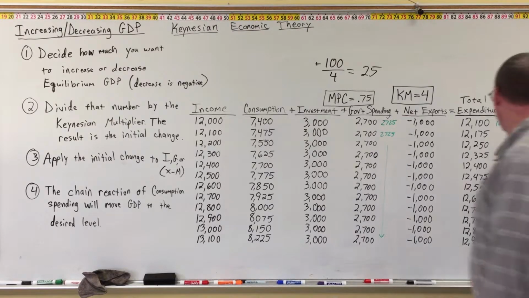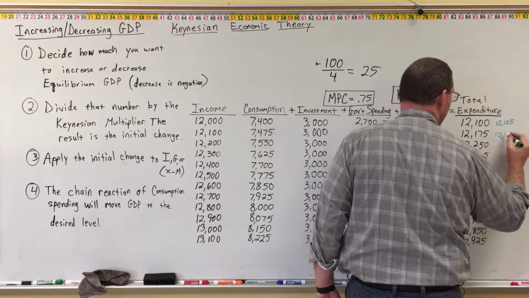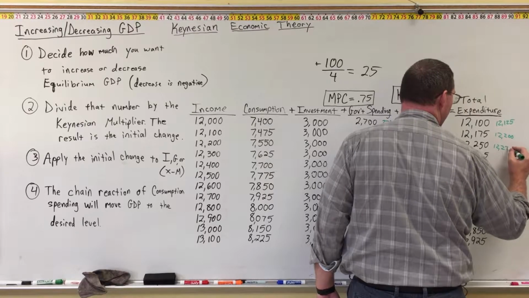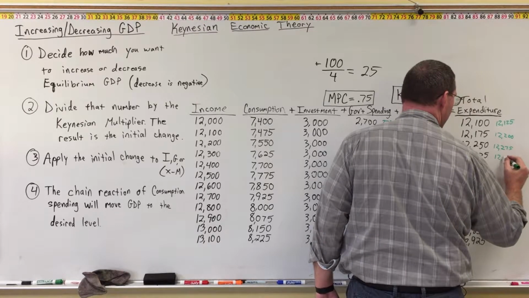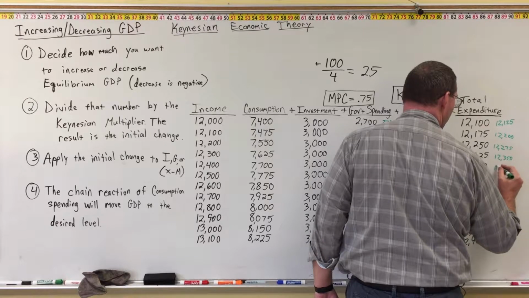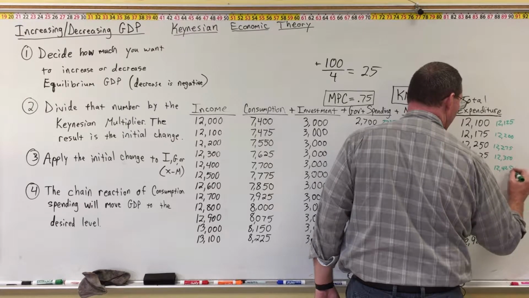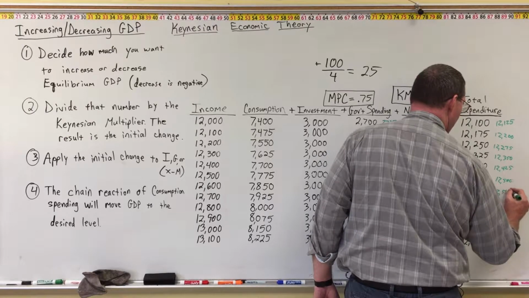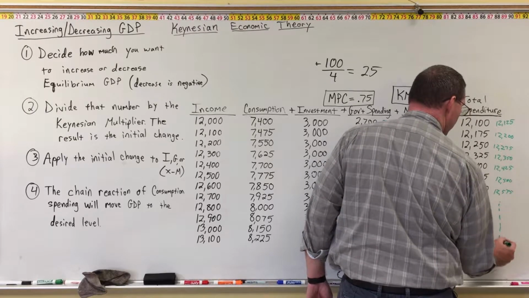So this is now going to be 12,125. This will be 12,200. This will be 12,275. This will be 12,350. This will be 12,425. This will be 12,500. This will be 12,575, et cetera.